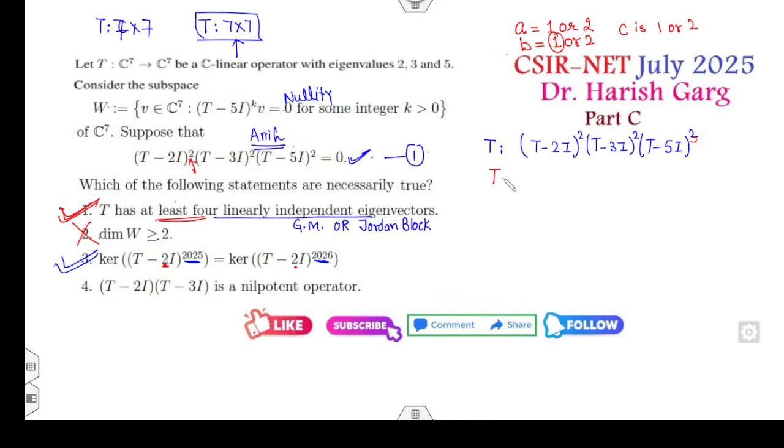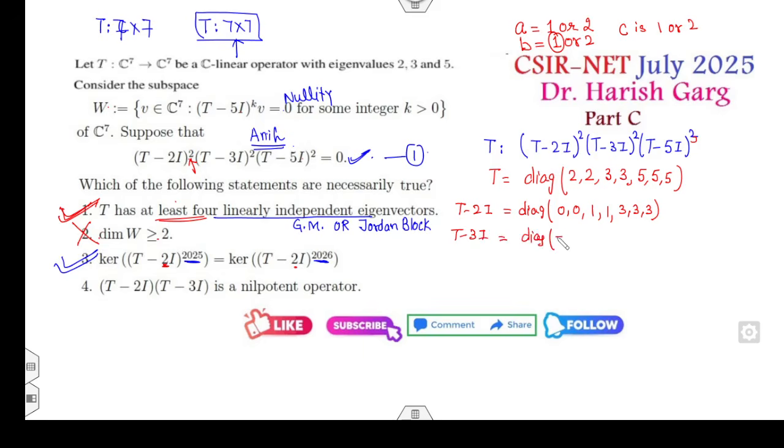सो इसका मतलब आपने एक मैट्रिक्स बना ली जिसकी सारी डायगोनल वैल्यूज क्या होंगी: 2 and 2, 3 and 3, 3, 5, 5 and 5. Fine. Then you can find the matrix of the t − 2I. उसकी डायगोनल वैल्यूज क्या हो जाएंगी: 0, 0, 1, 1, 3, 3, 3. फाइन. उसके बाद t − 3I को करोगे तो कितना हो जाएगा: −1, −1, 0, 0, 2, 2 and 2.